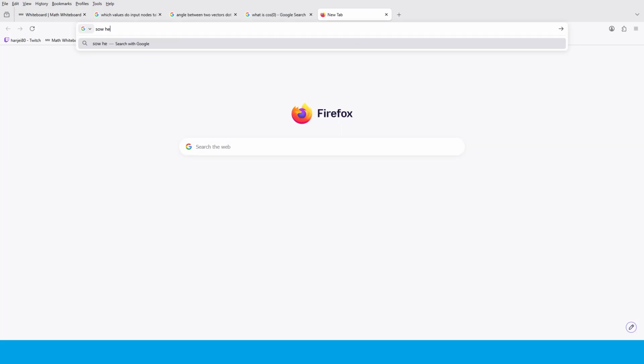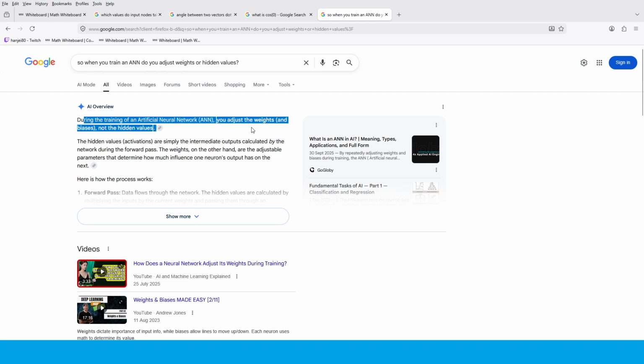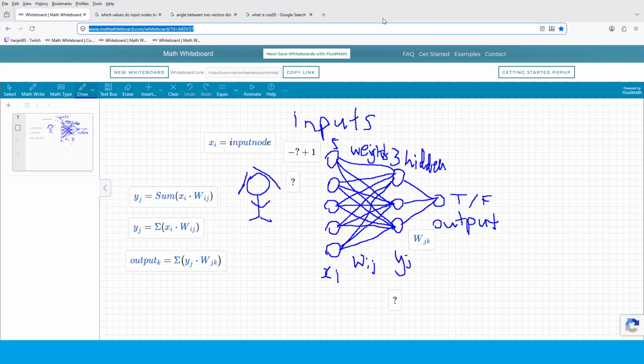So when you're training an artificial neural network, you adjust the weights and biases, not the hidden values. The hidden value activations are simply intermediate outputs taken by the network during the forward pass. So that's basically what happens. The hidden values get calculated by the weights multiplied by the input values.